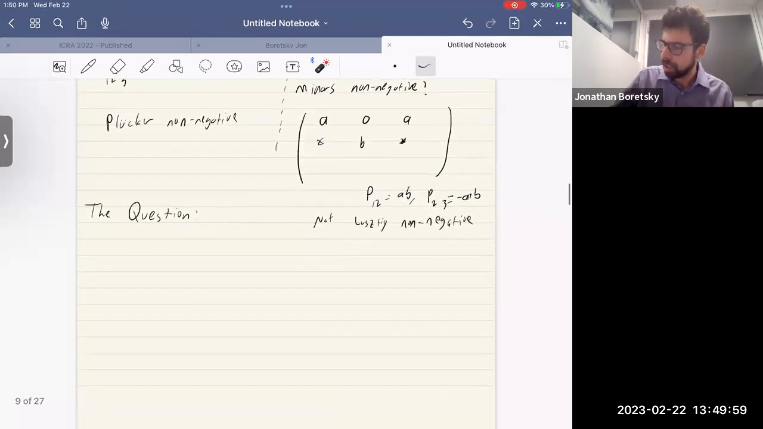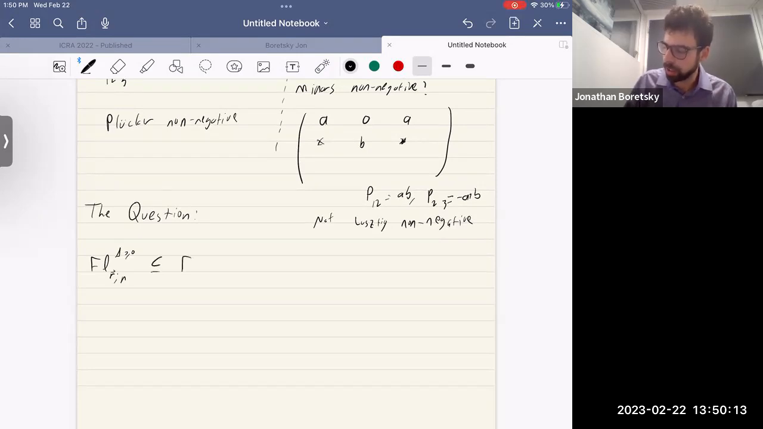Okay, but the question that I want to pose is that it is easy to see that the Plücker non-negative part, the part where the Plücker coordinates are non-negative, is a subset of the Lusztig non-negative part, because in particular, the Plückers are minors. So if all the minors are non-negative, then certainly the Plückers are non-negative. The question is, when do we have the reverse inclusion?